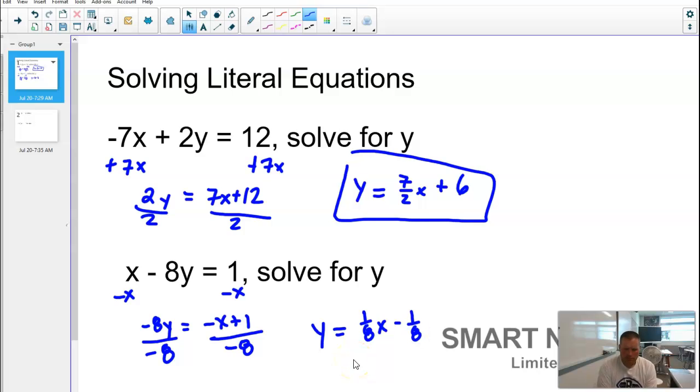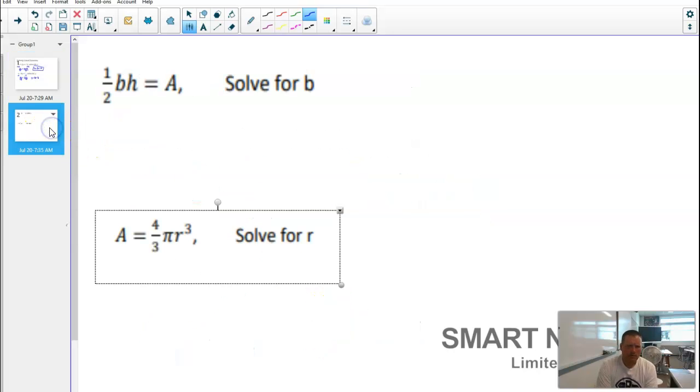And there you go. Bada bing, bada boom. That one's there. So again, this just puts it in that y-intercept form that you can graph it with. Okay. Let's look at a couple others that are a little bit different.